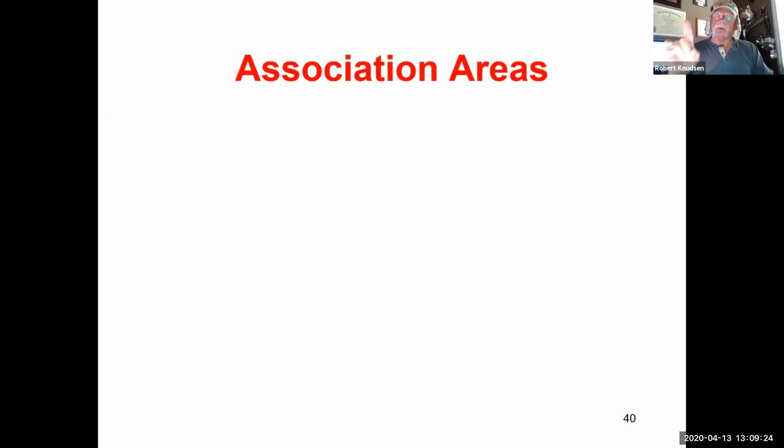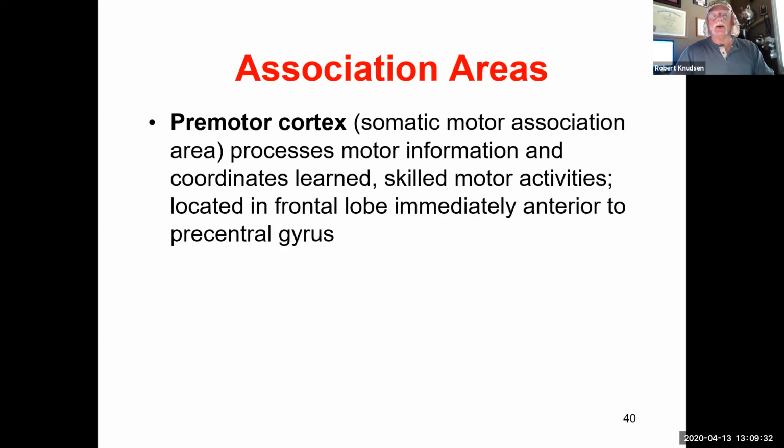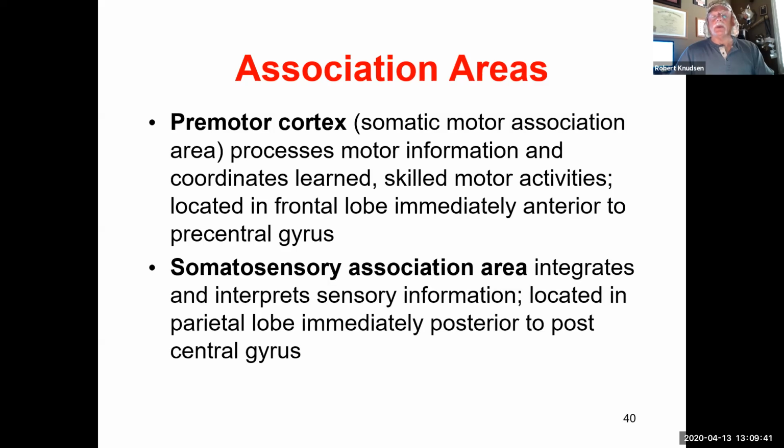Association. Now we did motor, then we did sensory. Now we're doing association areas. Frontal lobe has association areas in it. That's in the precentral gyrus. Somatosensory, so you know we're getting motor and we're getting sensory because you're associating. You're doing both. Okay.